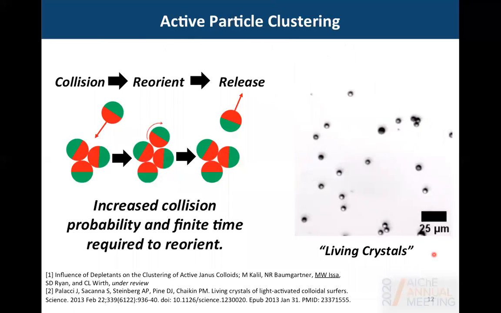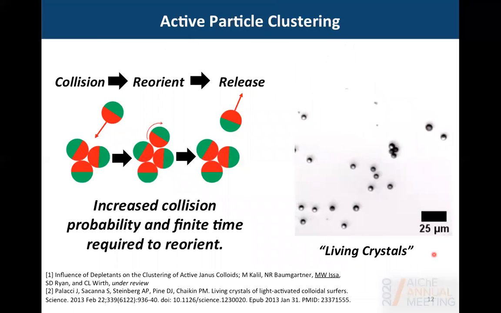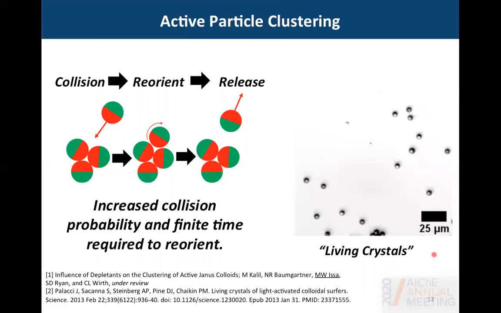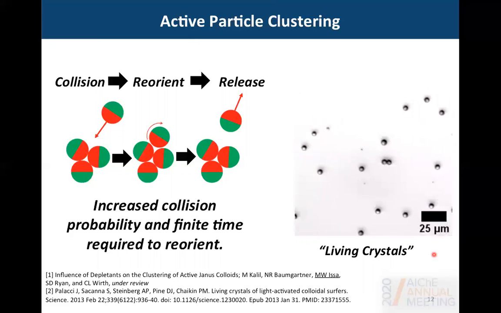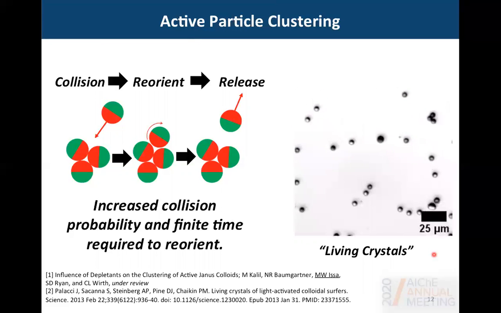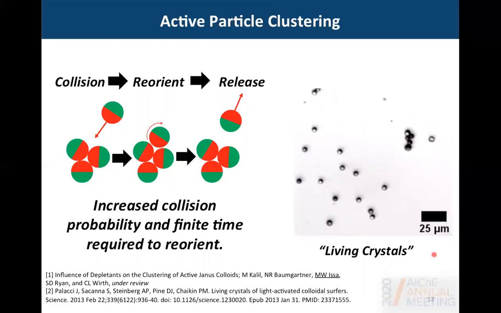So a dilute suspension of active swimmers can form clusters even in the presence of repulsive forces. And the reason behind this phenomenon could be explained by the collision dynamics of particles. When two particles collide head-on, they block each other, forming a temporary two-particle cluster. And over time, particles will reorient themselves away from each other and eventually swim apart on a timescale of the rotational diffusion.